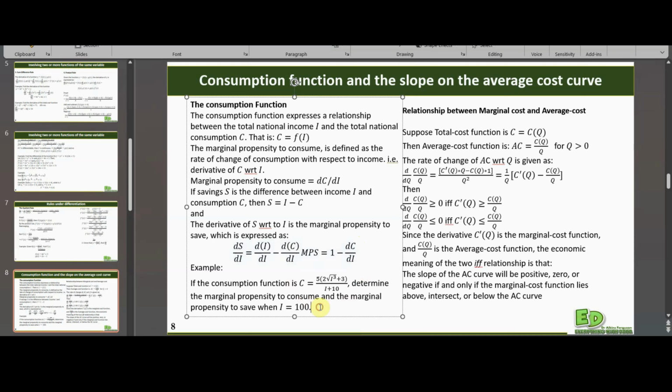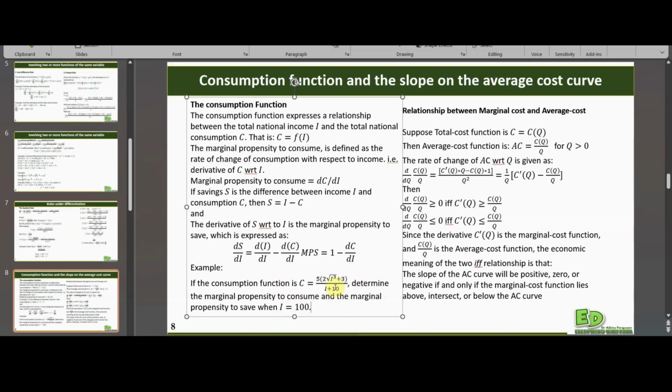This is a practical example, and you can try your hands on it. It's the same idea of using the quotient rule, because you have one function dividing another function. If the consumption function is C equals 5 into brackets 2 root I cubed plus 3, all over I plus 10, determine the marginal propensity to consume and the marginal propensity to save when your income is 100 cedis or $100, any of them. You can use the quotient rule because you have one term divided by another term.